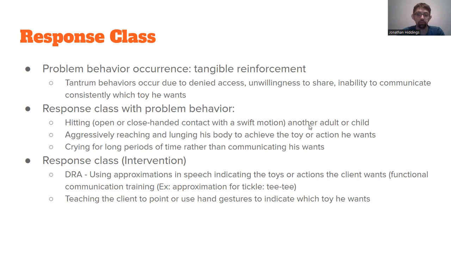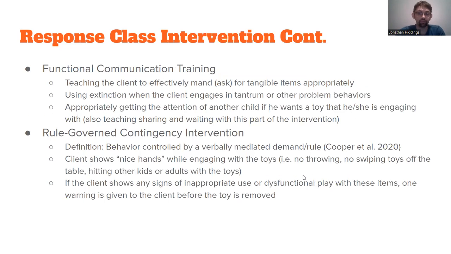The intervention we plan on using for him is differential reinforcement of alternative behavior, where the client will use approximations in speech indicating the toys or actions the client wants, similar to functional communication training. An example for tickle would be "TT." We're also teaching the client to point or use hand gestures to indicate the toys that he wants.